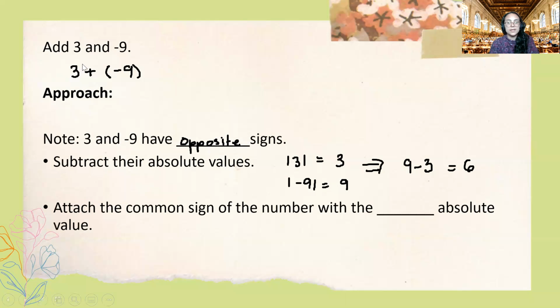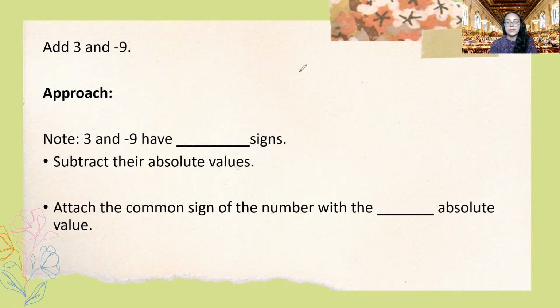So I know that my answer is going to be 6, but what is the sign of 6? Well, to find the sign, we're going to attach the sign of the number with the larger absolute value. So which out of these has the larger absolute value, 3 or negative 9? It's going to be negative 9. So that means that 6 is going to be negative. So our answer was 6, but the sign is going to be negative. Okay. So let's go ahead and continue to the next example.